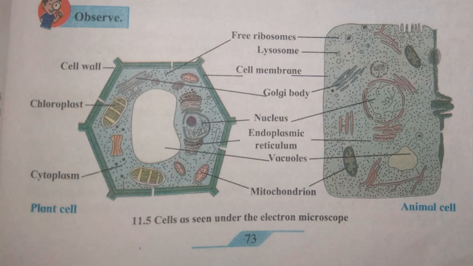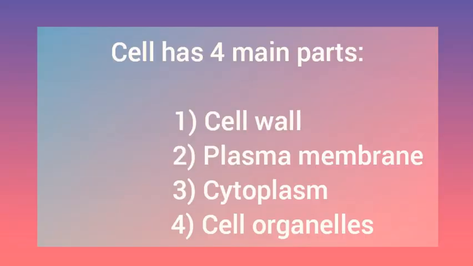As shown in the figure on the screen, you can see cell wall is present in the plant cell, but not in the animal cell. As on the left hand side, cell wall and chloroplast are present in plant cell, which are not present in animal cell. Whereas other organelles like free ribosomes, lysosomes, cell membrane, Golgi bodies, nucleus, endoplasmic reticulum, vacuoles, mitochondria are present in both these cells.